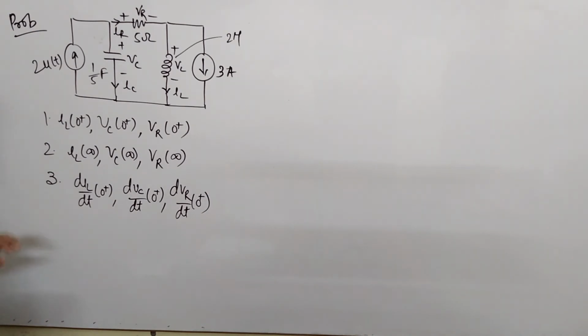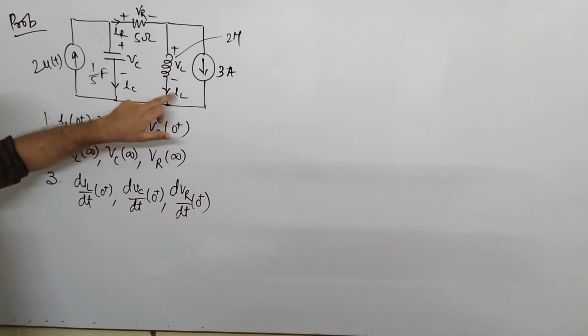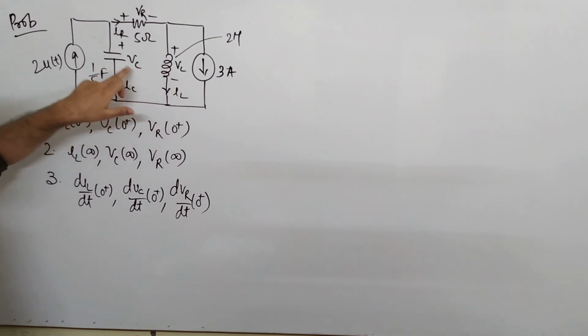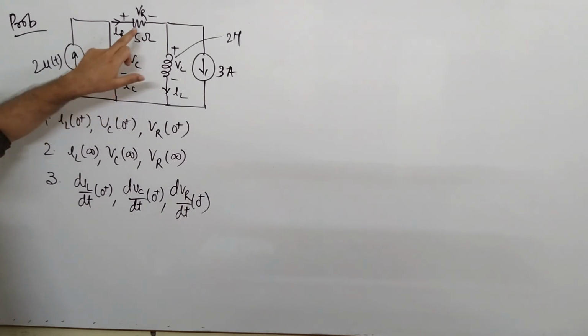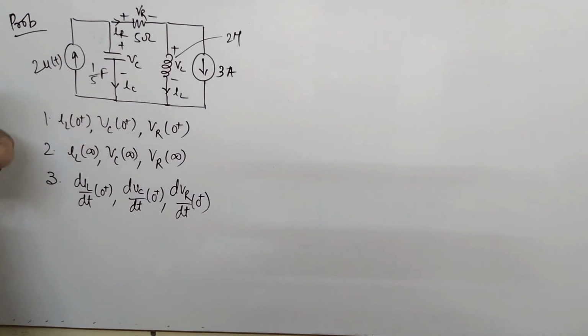So this is your next problem, friends, and this is one of the good problems in which we will understand all the different concepts. Please focus on this problem. This is a 2 unit step current source given here. This is a 3 ampere current source. This is IC, the current across the capacitor, IL, the current across the inductor, VL, the voltage across the inductor, VC, the voltage across the capacitor, VR, the voltage across the resistance, and IR, the current across the resistance, and the values are as mentioned in the figure.